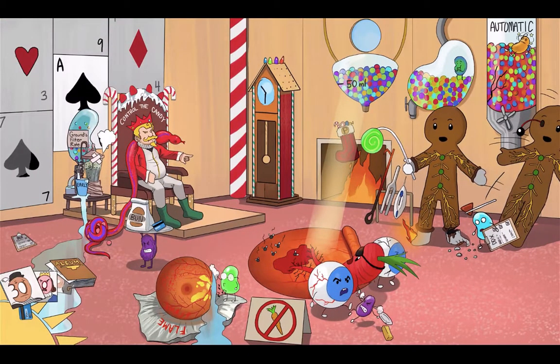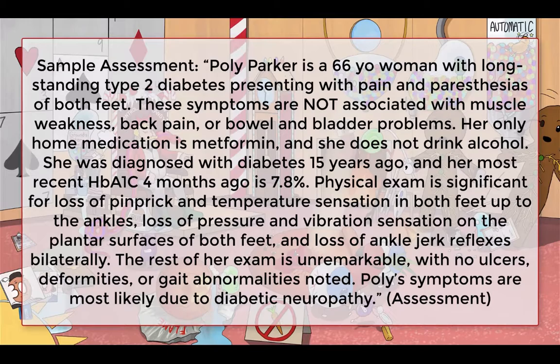All right, let's summarize the presentation of diabetic neuropathy in a sample assessment statement. Polly Parker is a 66-year-old woman with long-standing type 2 diabetes presenting with pain and paresthesias of both feet. These symptoms are not associated with muscle weakness, back pain, or bowel and bladder problems. Her only home medication is metformin, and she does not drink alcohol. She was diagnosed with diabetes 15 years ago, and her most recent hemoglobin A1C 4 months ago is 7.8%.